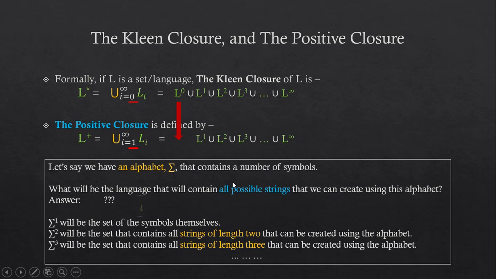So simply, if we take the Lin closure, we will have all the strings of every possible length that can be constructed using the symbols. In other words, we will have our universal set. So this is important. If we take the Lin closure of the alphabet, we get the universal set.